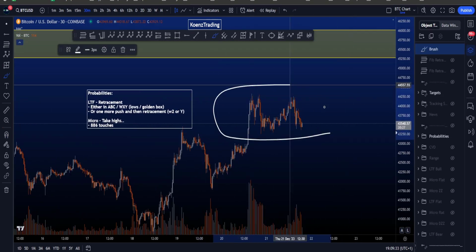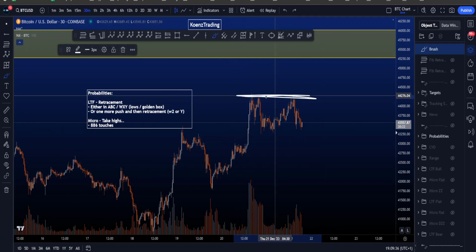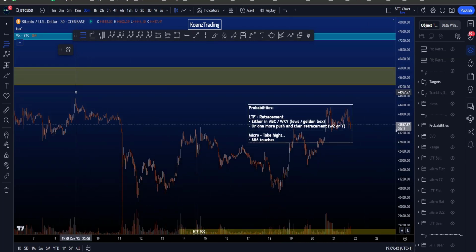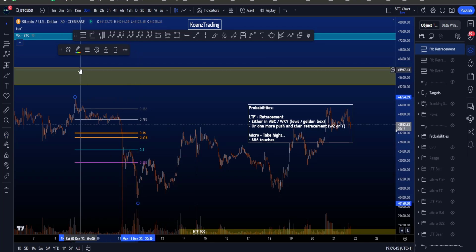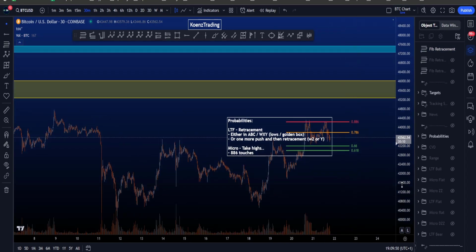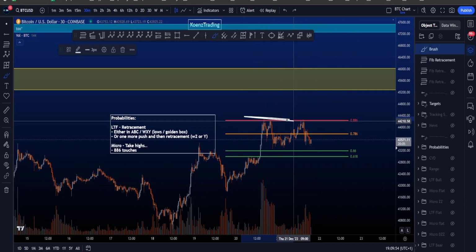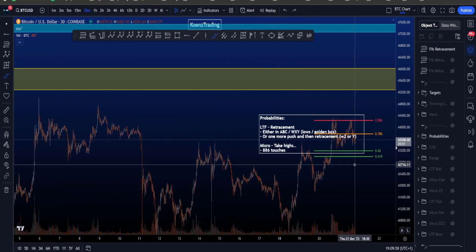Now on the micro over here, the probabilities are higher to actually take these highs, also because of the 886 touches that we have over here. If you take a fib from this high to the low, and you toggle on the 886, then you can see that the 886 has been touched twice over here, and that really increases the probabilities to take these highs, and therefore also increases probabilities to take this high.